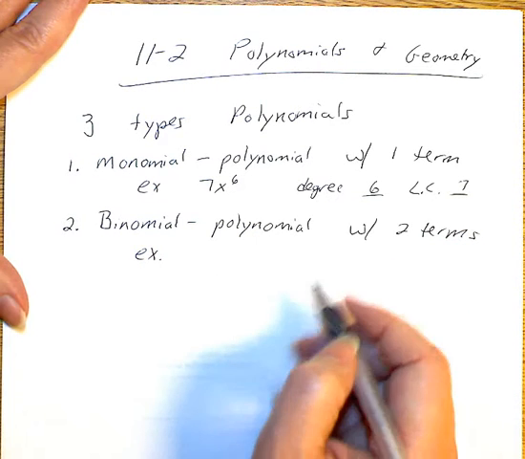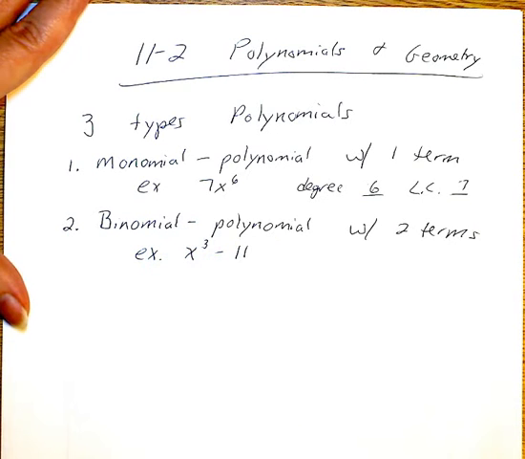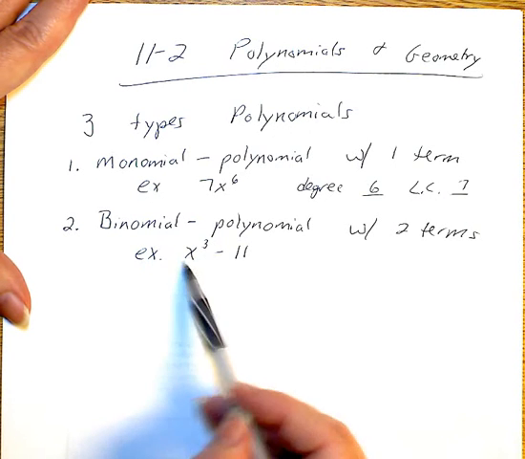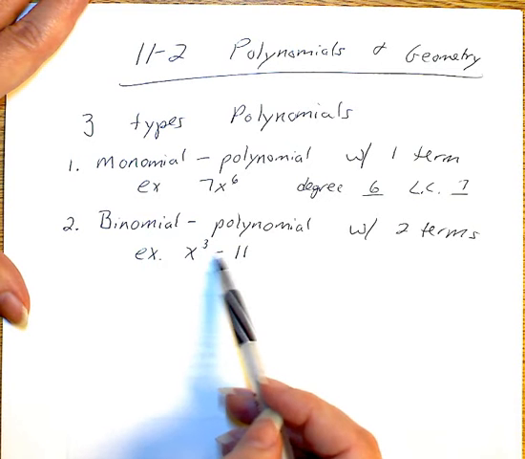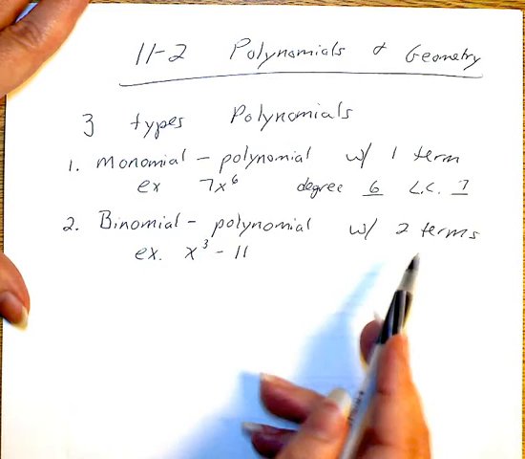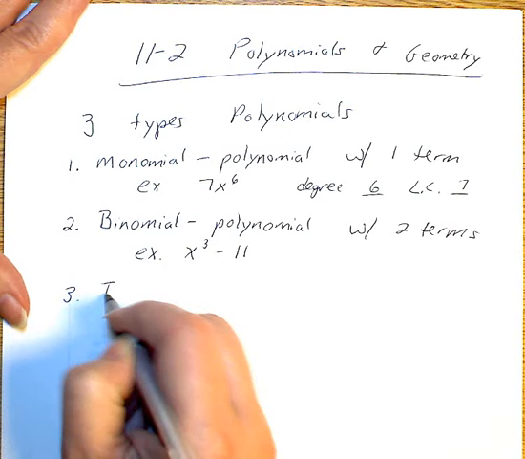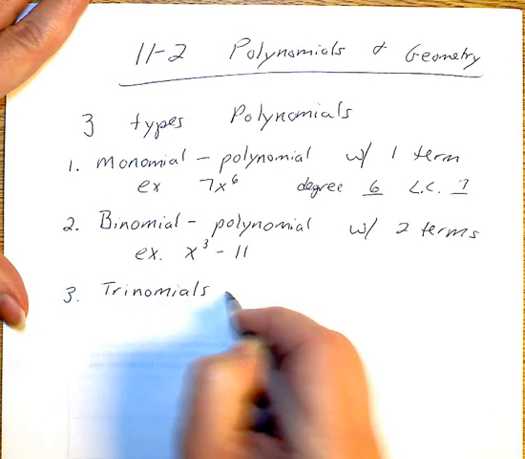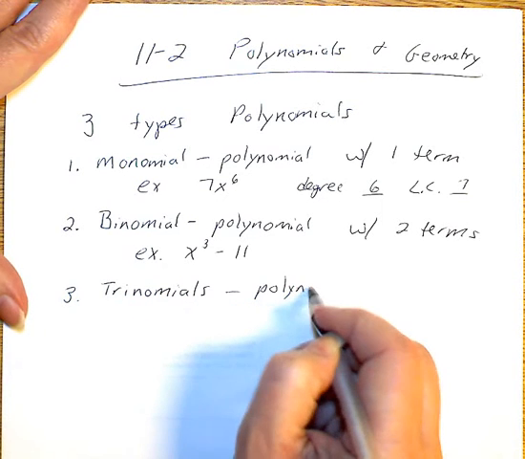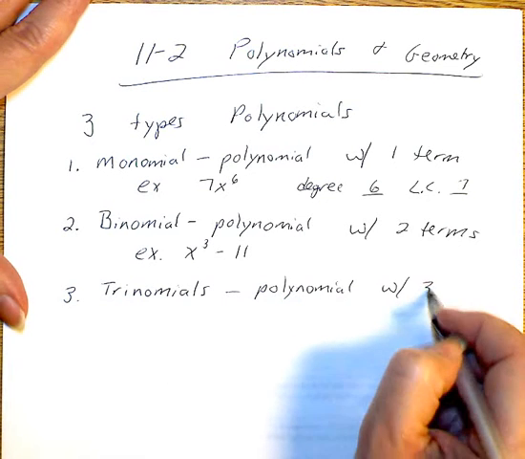Example would be like x cubed minus 11. And hopefully you guys realize that a term means something separated by an addition sign or a subtraction sign. And the third type is a trinomial. And that is a polynomial with 3 terms.